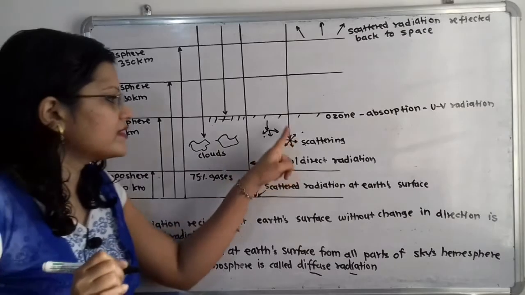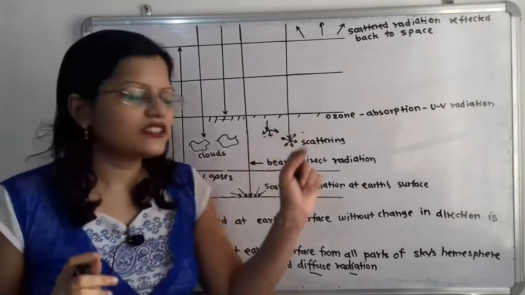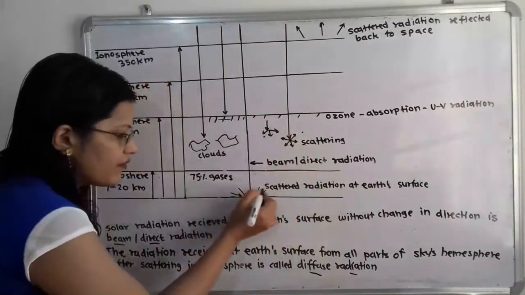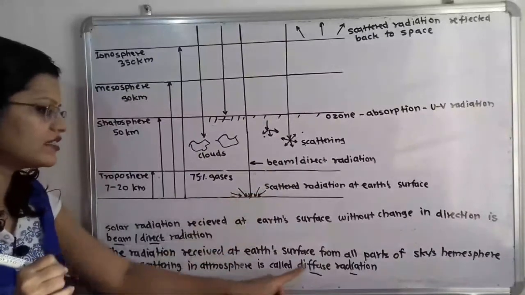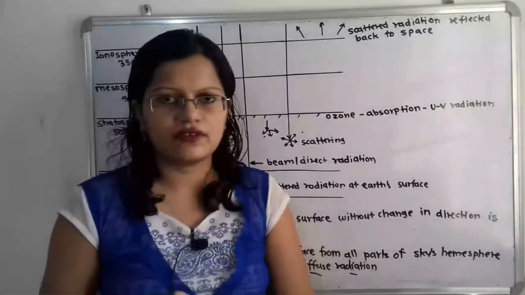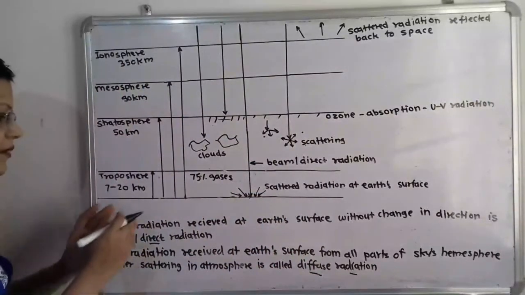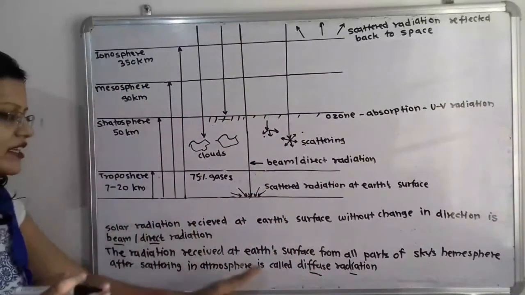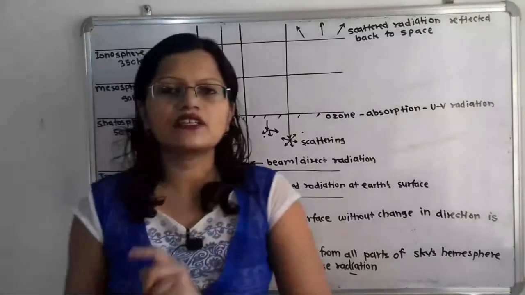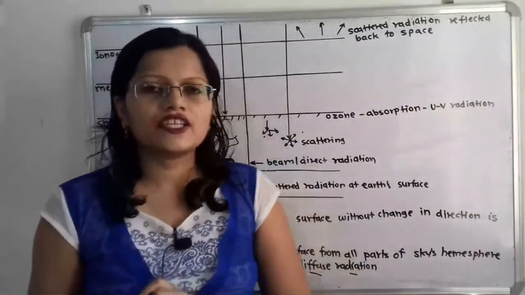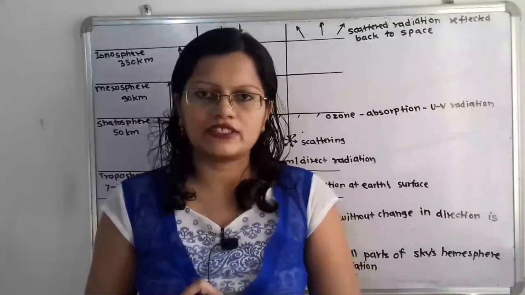And when this scattered radiation reaches the earth's surface from all directions, it is called diffuse radiation. And when we add this beam radiation or direct radiation and this diffuse radiation, it is called total radiation or global radiation.